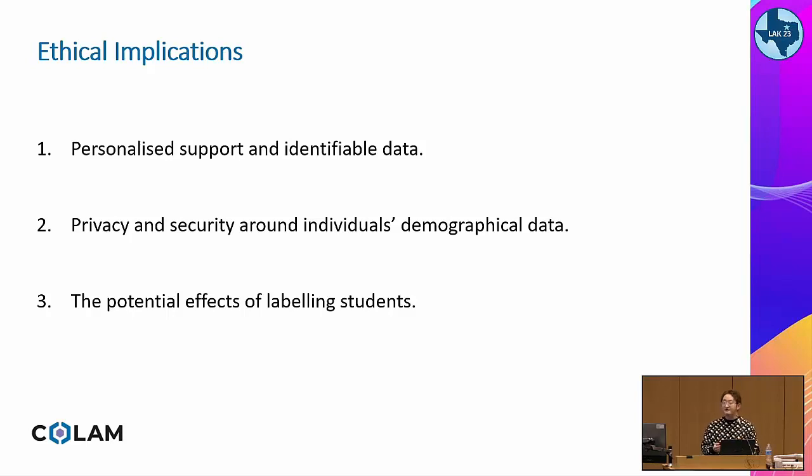If we're going to use identifiable data, we need to ensure the privacy and security around students' demographic data and related information. In the current study, we only use teachers' grouping strategy and gender information. But what if future studies use student socioeconomic status, or their gender preference? These are more sensitive information that we need to be aware of. There's also a concern regarding labeling students. Labeling students as socially disengaging could potentially have negative effects on teachers as well as students.